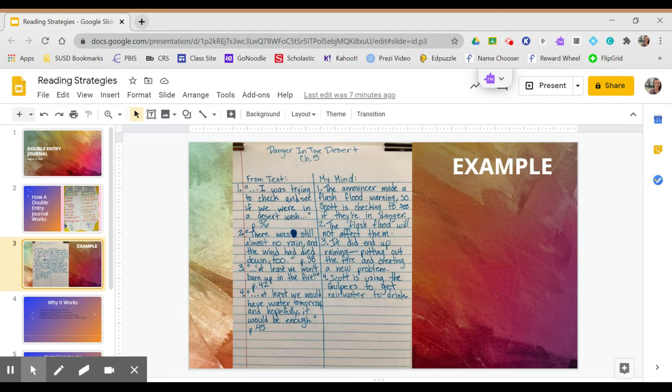That is a direct quotation from the text, which is why it's in quotation marks and cited with a page number. Number 1 on the right side is my explanation of that text piece. So that's why it's not in quotations, because it's from my mind. So the explanation was the announcer made a flash flood warning. So Scott is checking to see if they're in danger. So that's an example of what ours will look like.